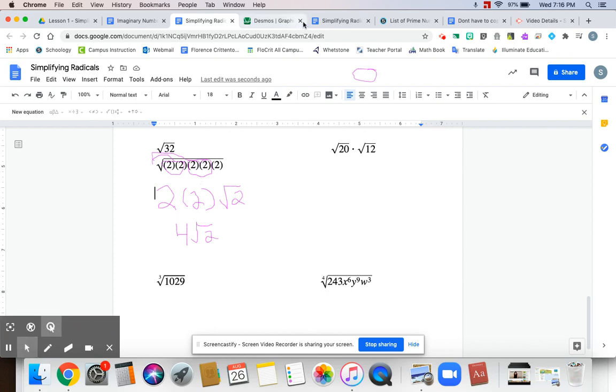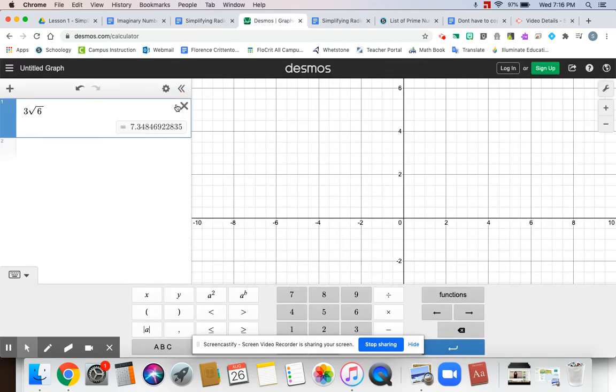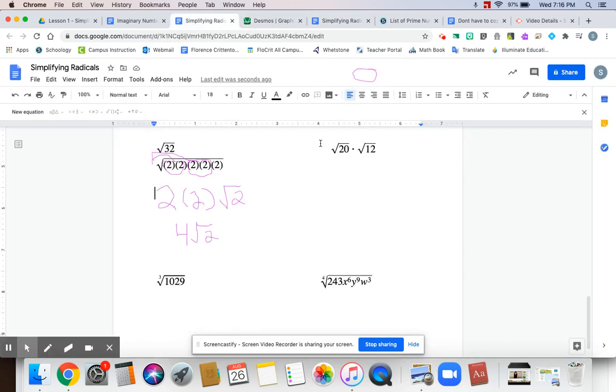So if we went into Desmos, the theory is that the square root of 32 is the exact same thing as 4 square root 2. Look, it's the same decimal, 5.656 for both. They are the same thing. They were simplified correctly. Next.